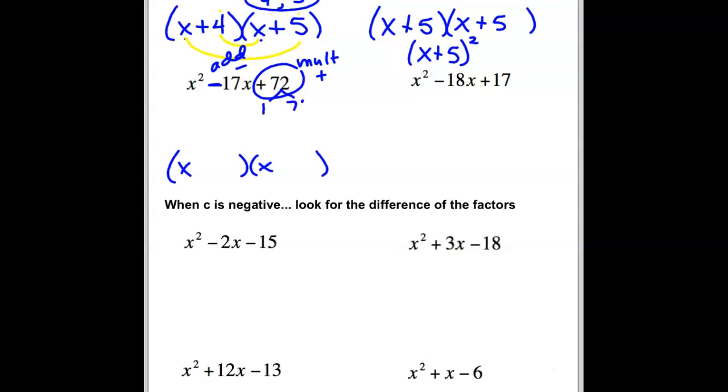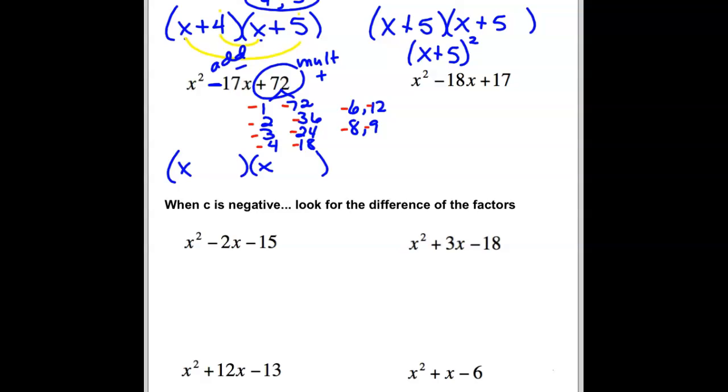We could have 1 and 72. We could have 2 and 36. We could have 3 and 24. We could have 4 and 18. We could have 6 and 12. Or we could have 8 and 9. All of those pairs multiply to be 72. If we make them all negatives, they're still going to multiply to be 72.